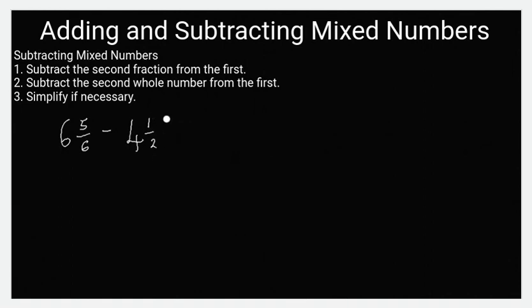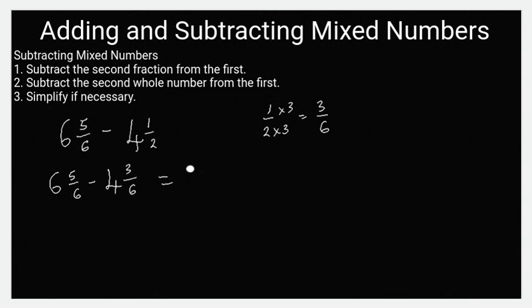So all you need to do is multiply 2 by 3. Whatever you do down, you do up by 3. This will give you 3 over 6. And then you can change 1 over 2 to its equivalent fraction of 3 over 6 and go ahead to subtract. So 6 whole number 5 over 6 minus 4 whole number 3 over 6.